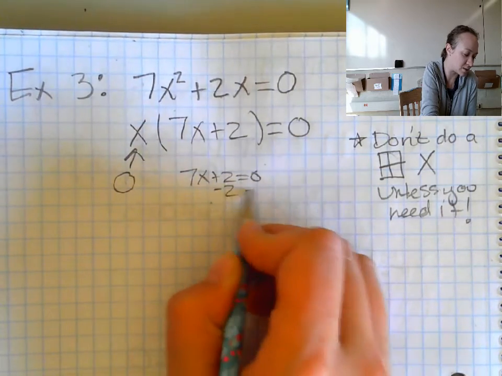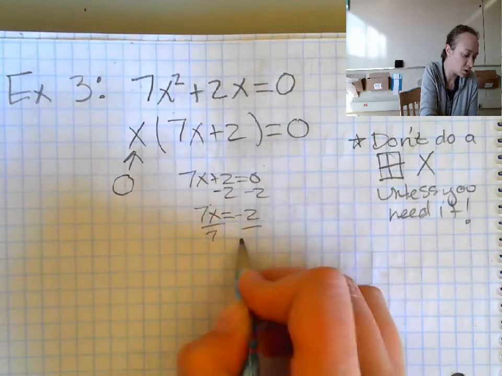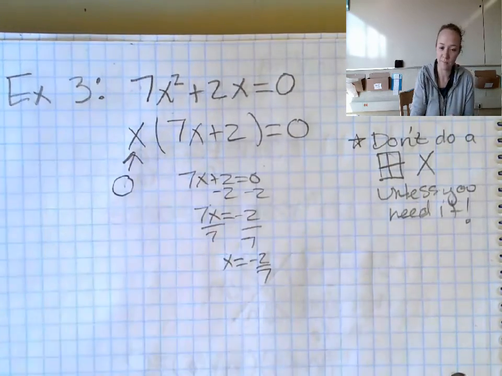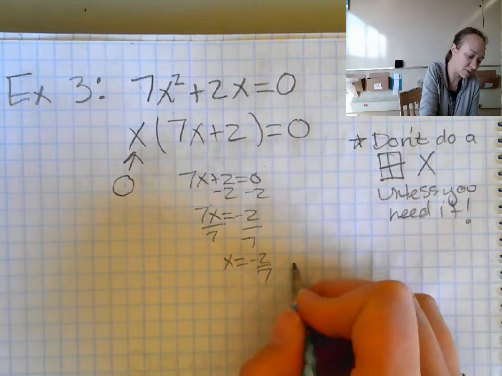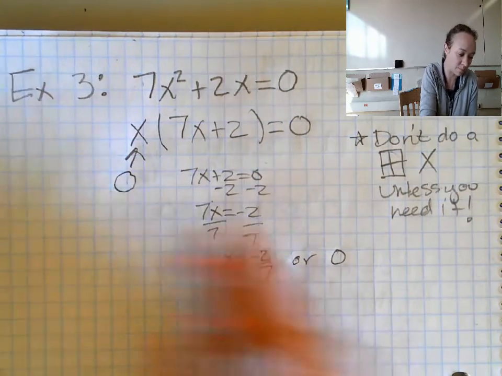That one's a little messy. I'll do it out. 7x equals negative 2. X equals negative 2 sevenths. So x equals negative 2 sevenths or 0, because you also could have had a 0 there.